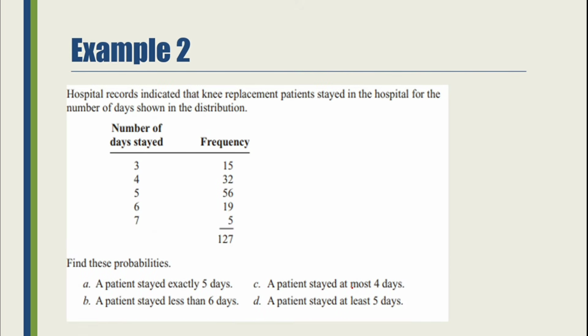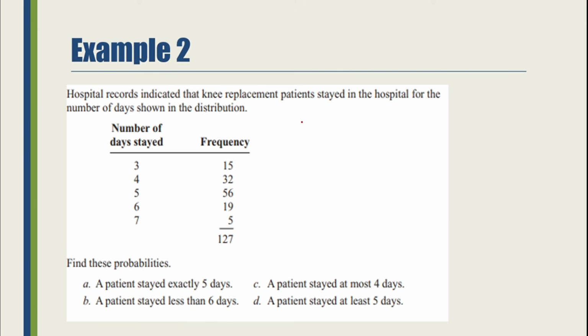Let's proceed with example number 2. Hospital records indicated that the knee replacement patients stayed in the hospital for the number of days shown in the distribution. The number of days stayed is 3, 4, 5, 6, 7, and the frequency is 15, 32, 56, 19, 5, with a total of 127. The first is to find the probability that a patient stayed exactly 5.